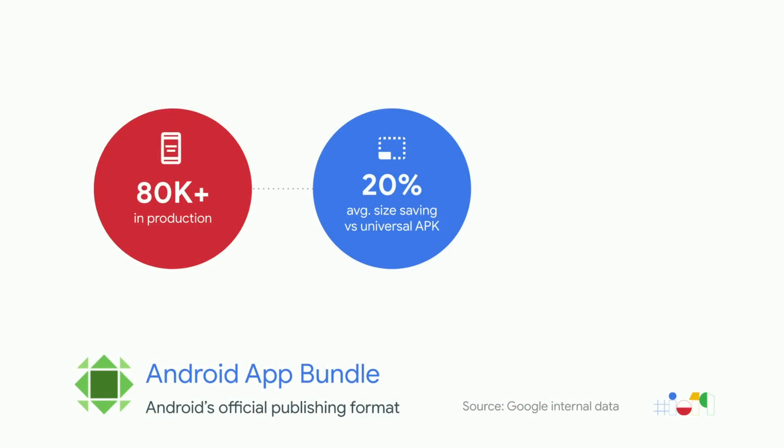So the Android app bundle is Android's official publishing format we introduced last year. It's open source, supported in Android Studio and Gradle, in Buck, and for games, it's already supported in Unity and Cocos Creator. Apps switching have seen an average reduction in download size of 20% compared to a universal APK. And partners are seeing up to 11% increase in installs from these size savings. That's a huge impact from a relatively simple switch.